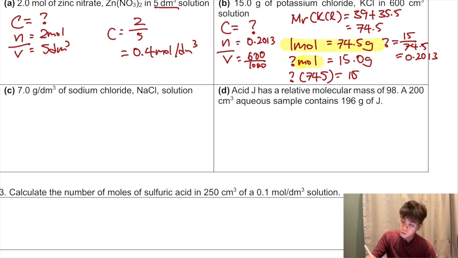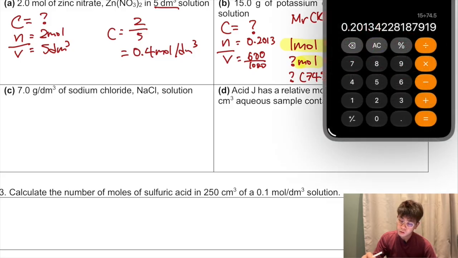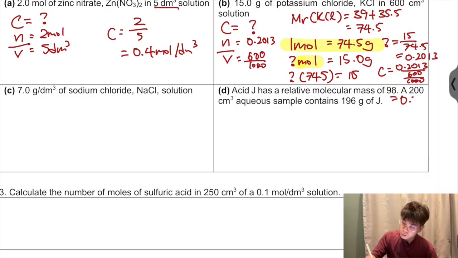So C equals 0.2013 divided by 600 over 1000. So therefore, it is equivalent to divided by 600 times 1000, 0.336. 0.336 grams per dm cube.